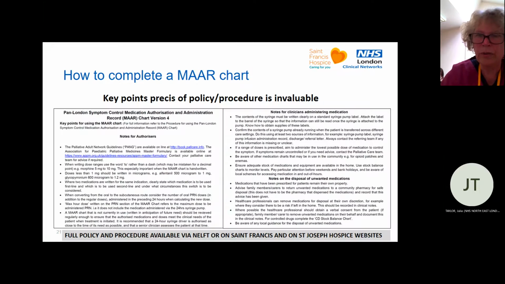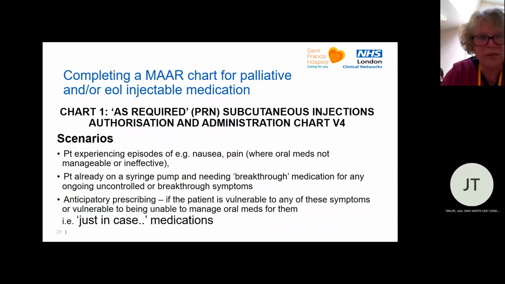Moving on to why the chart, the typical scenario is that your patient is at risk of vomiting and they can't take oral medication reliably, so you need to make sure that there are drugs in the house just in case they need an antiemetic. It may be that they're experiencing episodes of pain which at times make them too distressed to manage oral medications, or the oral medication doesn't work, so they need to have just in case injectables. They may already be on a syringe pump and they need something for breakthrough and they can't manage oral breakthrough.